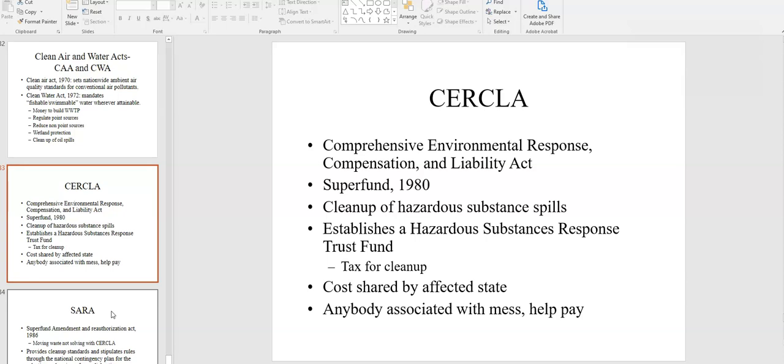CERCLA came around. I'm just going to continue on. I only have a few more slides here because I don't want to go on into the next day. CERCLA is the Comprehensive Environmental Response, Compensation, and Liability Act, and this is what started Superfund. Superfund started in the 80s. Basically we put a tax on hazardous substances and on chemicals, and we put this money into a fund to clean up sites that were abandoned or where the people went out of business.